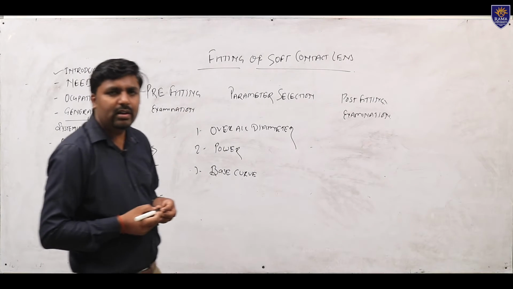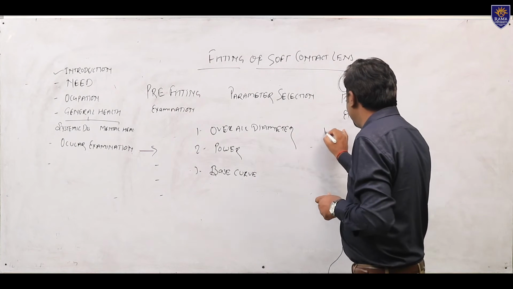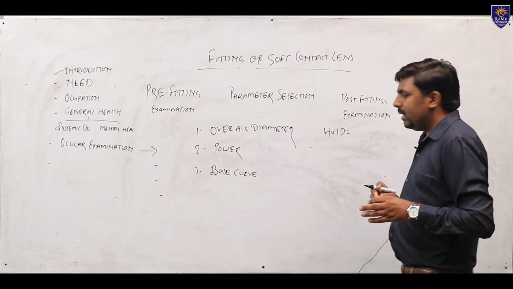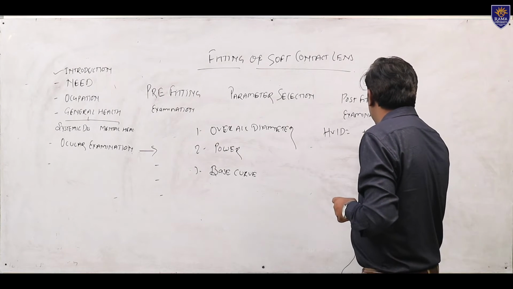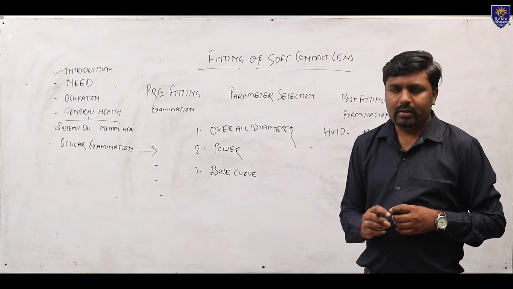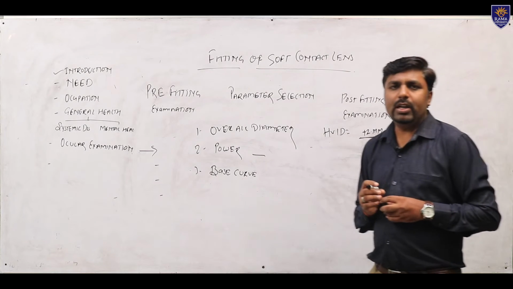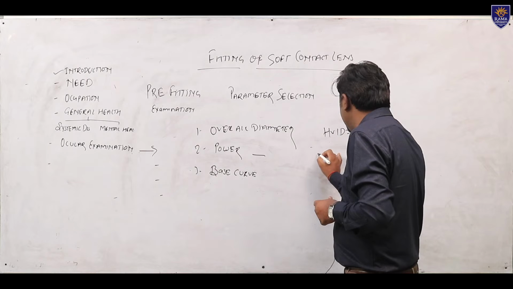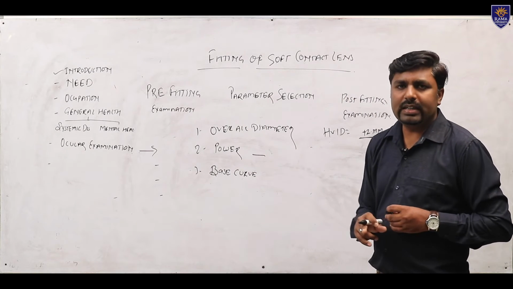So, from where do we get the overall diameter? Overall diameter we get from the HVID. Whatever we get on the measurement scale, we add +2 mm to the HVID. Clear? Then power: after calculation of spherical equivalent or spherical and cylindrical combination, we get the power for the contact lenses after correction of the vertex distance.